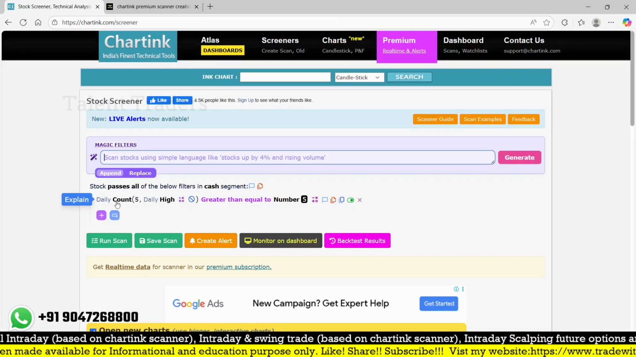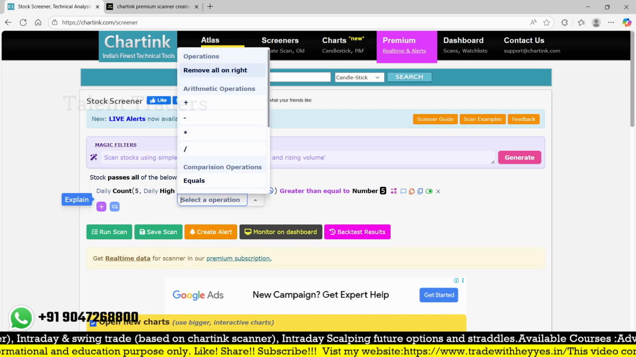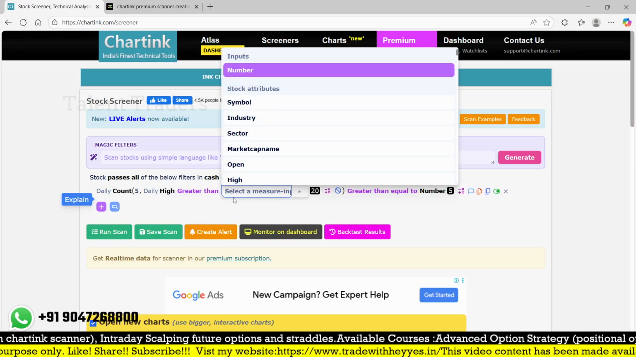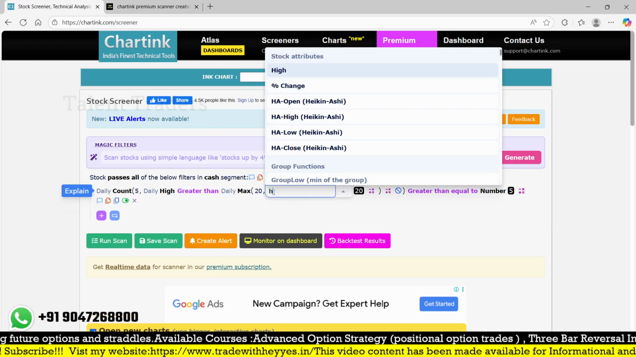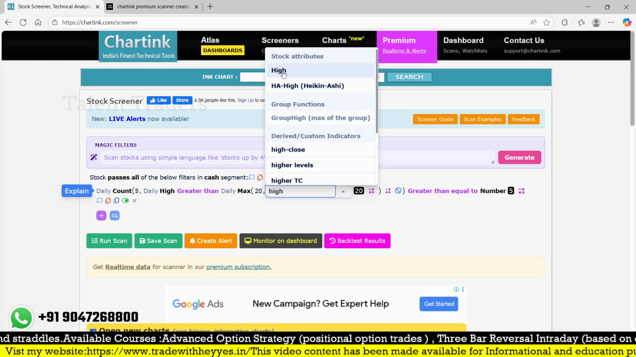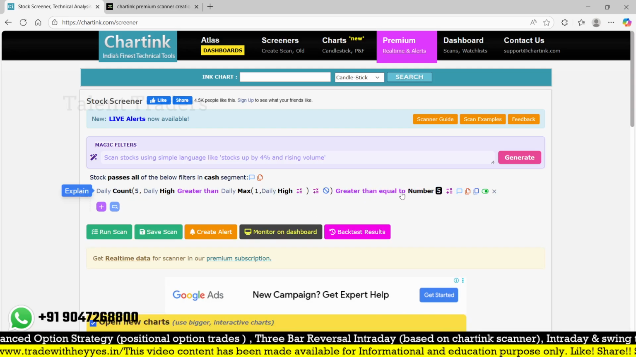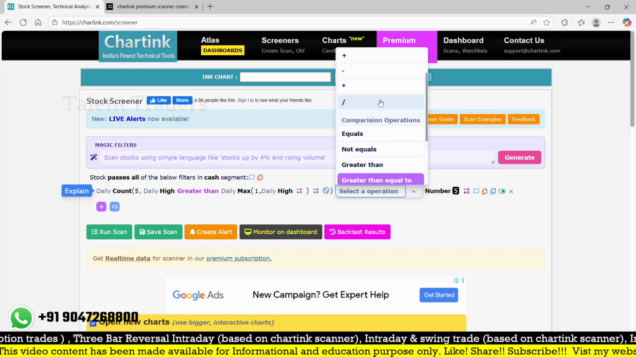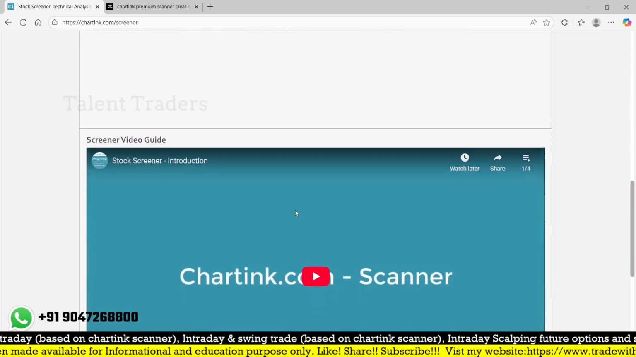So here we count the last 5 days high. We are counting, so it must be greater than. We use maximum duration. There is one more condition. So high. We have to use maximum 1 day ago high. It must be greater than or equal to, or equals, you can use any of them. So if you are adding that, we will be getting stocks.